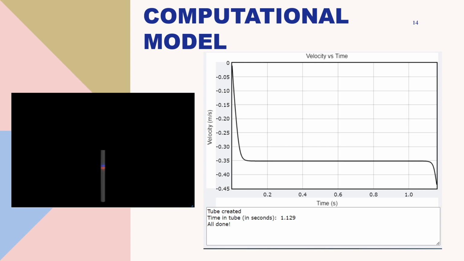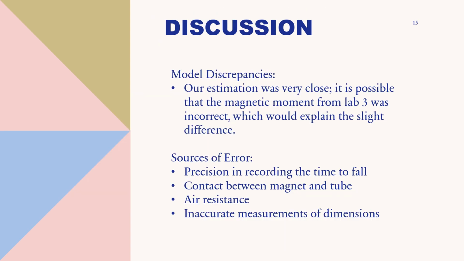On the left, you can see the little model. This magnet falls downward through the tube. And on the right, we have the graph that ends up being plotted, velocity over time. And you can see the result of 1.129 seconds. So our estimation was very close. It's possible that the magnetic moment from Lab 3 was incorrect, which would explain the slight difference in time.